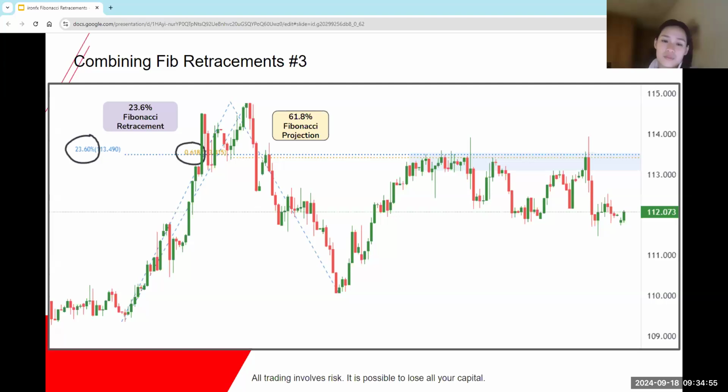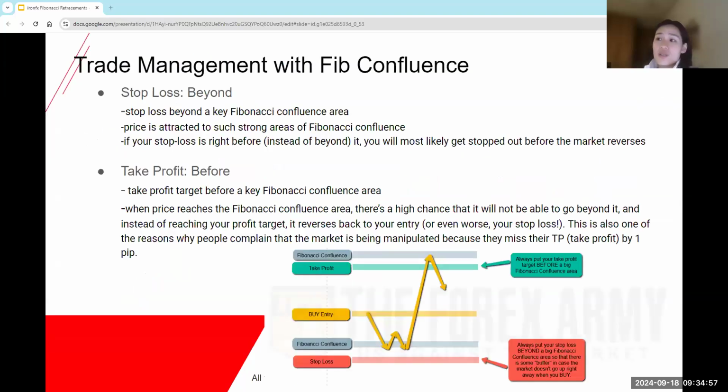Okay, so another important point that we want to make is trade management or risk management when it comes to Fibonacci confluence. So your stop loss, we typically will advise to place your stop loss beyond and your take profit before a key Fibonacci confluence area. But this also works for any major resistance or support area, not just confluence.